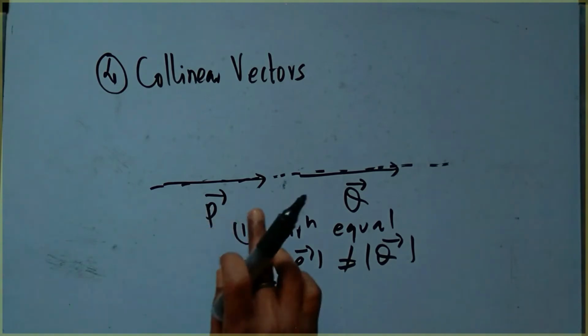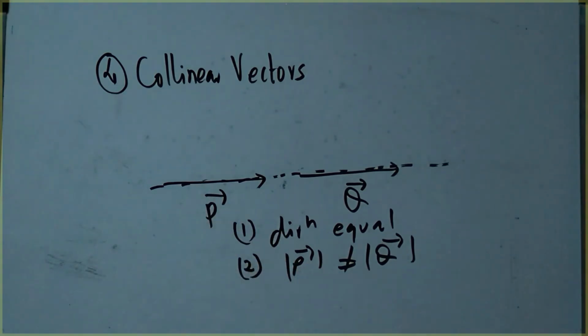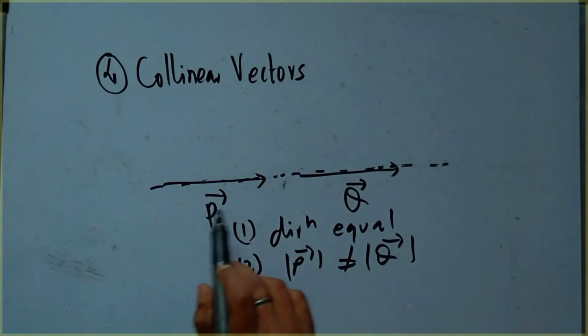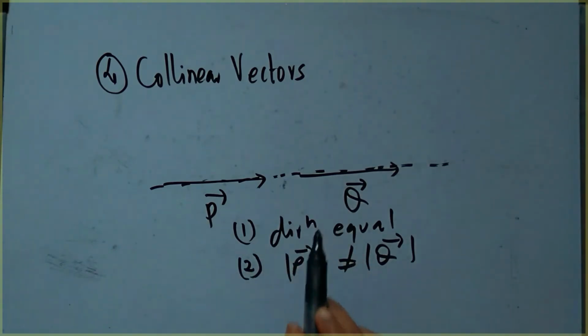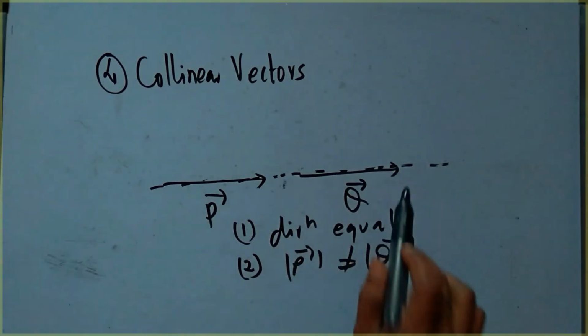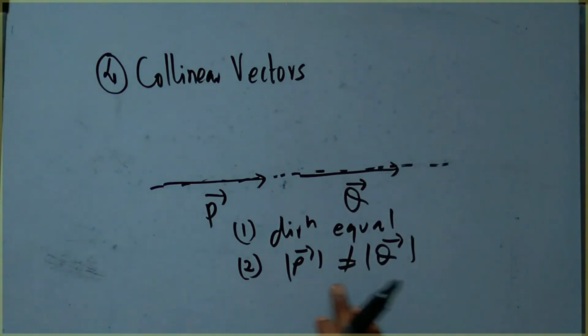The major difference between collinear and parallel vectors is that these vectors are parallel vectors as well, but they have to pass through the same line. The vectors may or may not have the same magnitude.